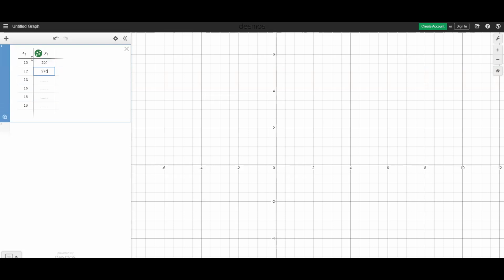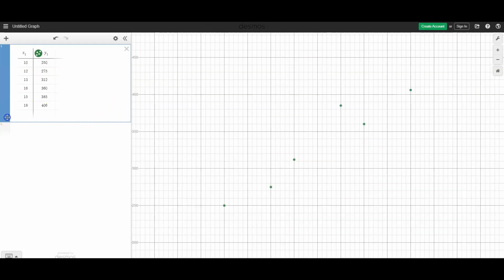Every single one of them, making sure I don't have any typos because a single typo will mess up your answers. And once we have all the data in there, I want to press zoom fit because if you notice, nothing showed up on my screen over here. Okay. But if I press zoom fit, it has shown me the data points that I've typed in.